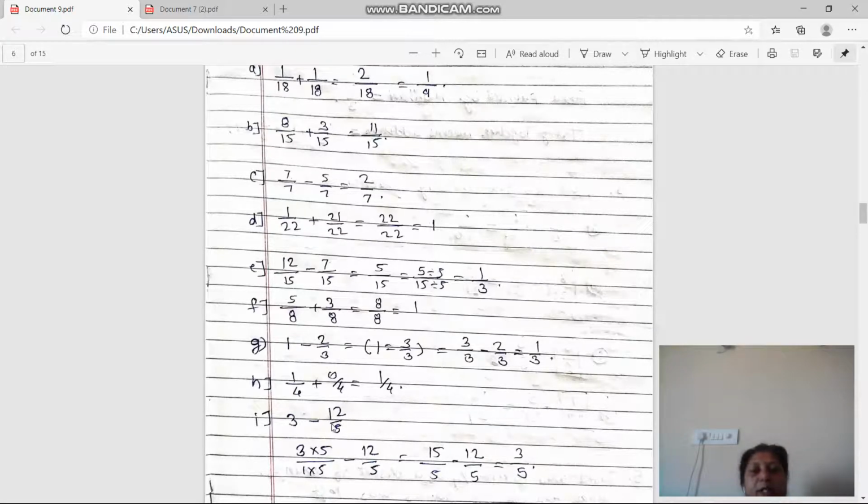See here, 3 minus 12 upon 5. So 3 is a whole number. Whenever there is a whole number, you have to take the denominator as 1. Get it? So it is 3 upon 1. And then we will take the LCM of both denominators. So it is 5. So it is 3 multiplied by 5, 1 multiplied by 5. We get 15 upon 5. And we have to write 12 upon 5 as it is. Okay. So 15 upon 5 minus 12 upon 5 we get 3 upon 5. Okay. Next.